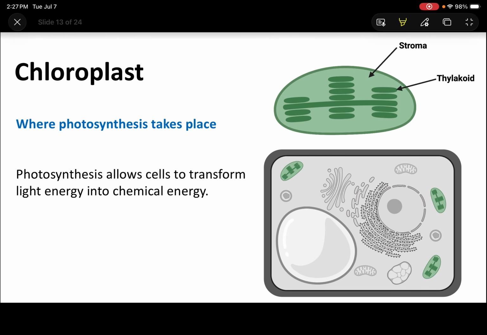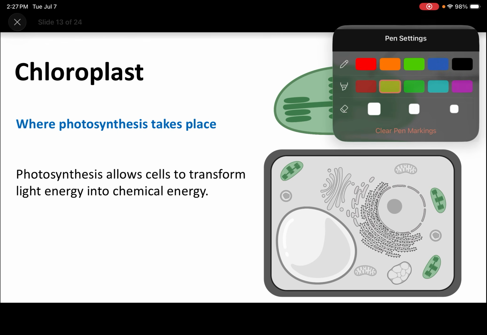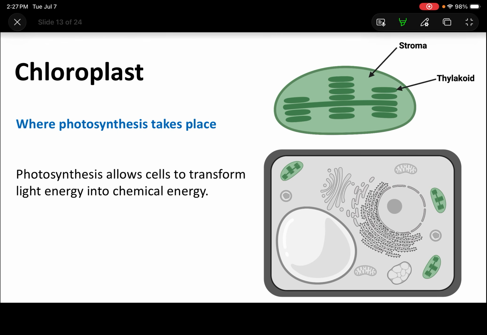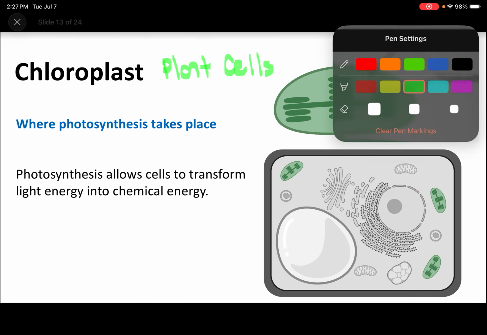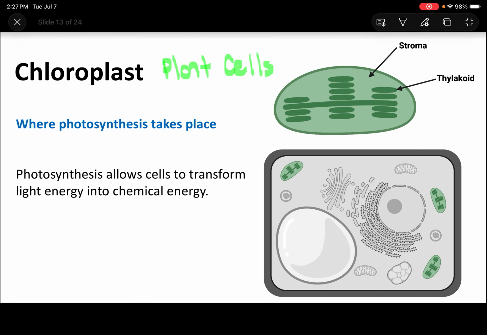Kind of in the same vein is something called a chloroplast. Now, chloroplasts are only found in plant cells for the most part. So we do not have chloroplasts in our cells. Chloroplasts are what make plants green. And this is where a process called photosynthesis takes place.